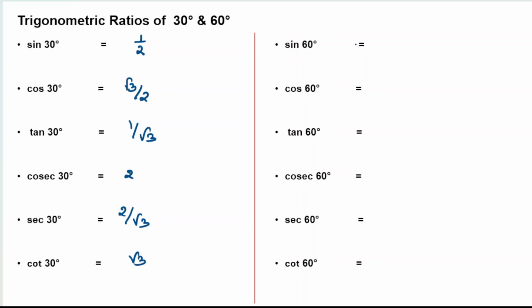Similarly, sine 60 degree is root 3 by 2. What is cos 60 degree? It is 1 by 2. What is cosec 60 degree? 2 by root 3. Sec 60 degree is 2 and cot 60 degree is 1 by root 3.